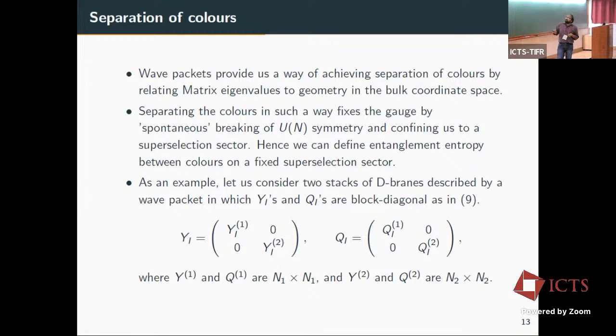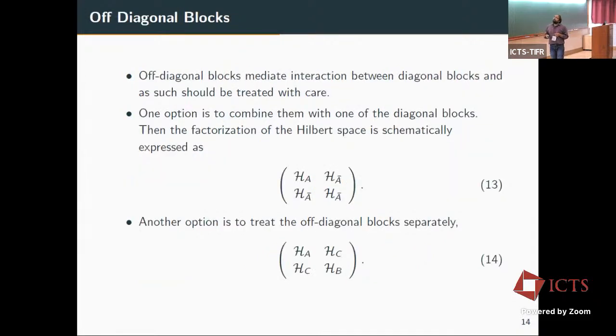Now, like I said before, the off-diagonal blocks mediate interactions between the stacks of D0-branes sitting at two different locations. So the degrees of freedom, or the states corresponding to these off-diagonal blocks, should be treated with care. We have two options. Either we can combine the states corresponding to the off-diagonal blocks with one of the diagonal blocks. In that case, the extended Hilbert space will be factorized schematically in this way. Another option is to treat the states corresponding to off-diagonal blocks separately. In that case, the extended Hilbert space will schematically be factorized in this way, in HA, HB, and HC.